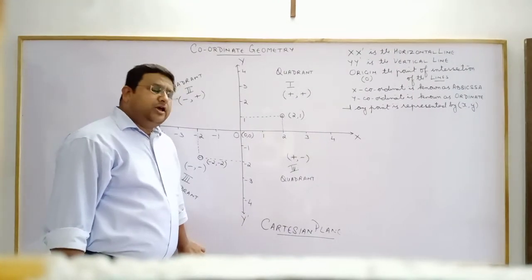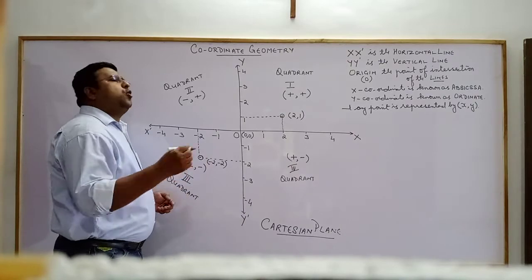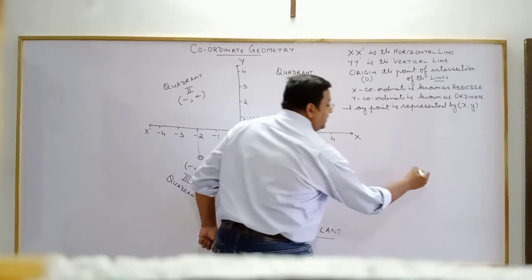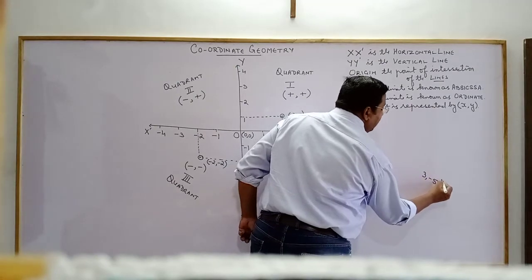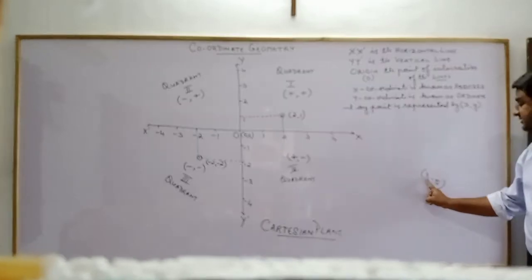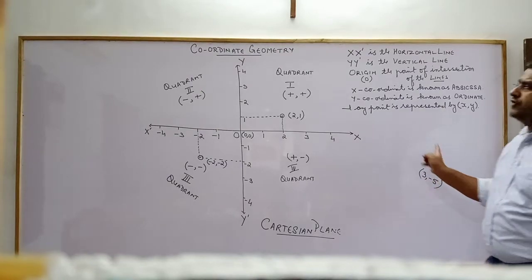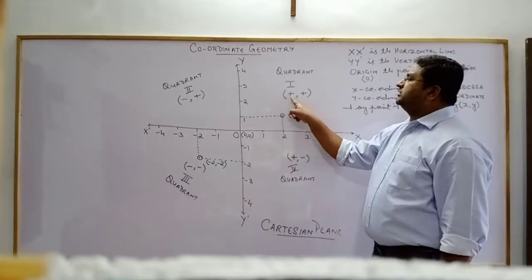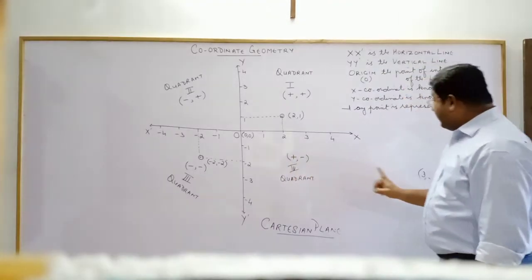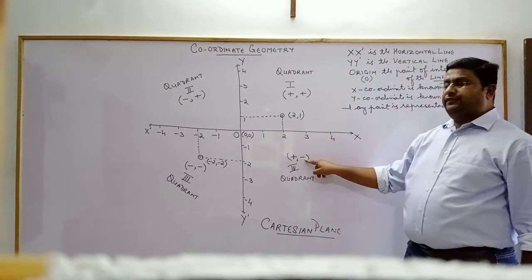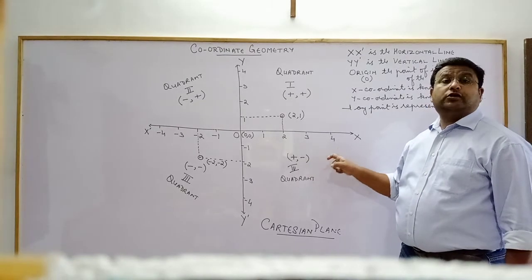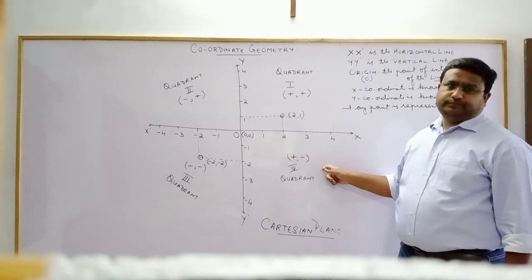Clear, students? So if I tell you, sir, in which quadrant does the point 3 comma minus 5 lie? 3 comma minus 5. X is positive, y is negative. So where is x positive? X positive is in first quadrant and in the fourth quadrant. And y negative? So in which quadrant does the point 3 comma minus 5 lie? In the fourth quadrant. Clear?